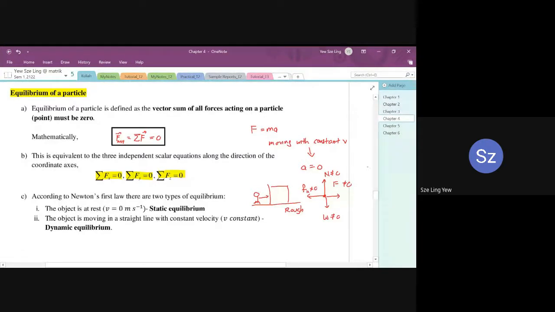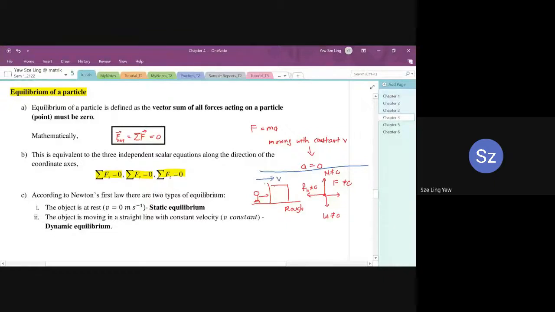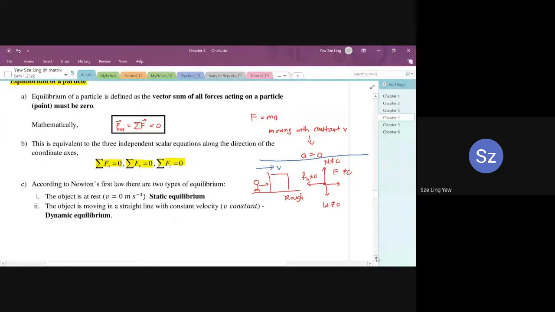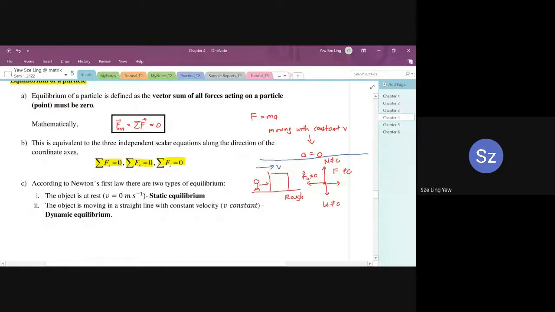If the question tells you now this object is moving with constant velocity, usually if it says constant velocity, the diagram will give you symbol v. v means object is moving with constant velocity. a means object is moving with constant acceleration. So if it says object is moving with constant velocity, what can I do about this given example?